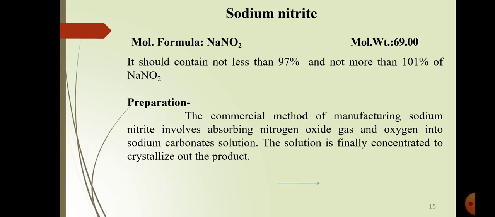Preparation. The commercial method of manufacturing sodium nitrite involves absorbing nitrogen oxide gas and oxygen into sodium carbonate solution. The solution is finely concentrated to crystallize out the product, that is sodium nitrite. Here is the reaction for the same.